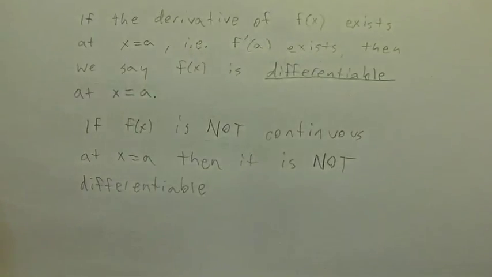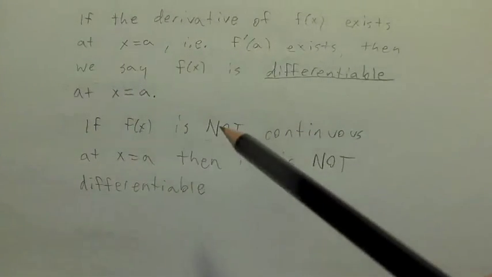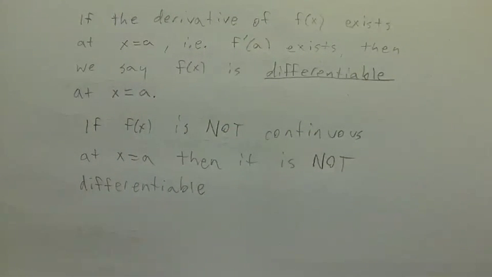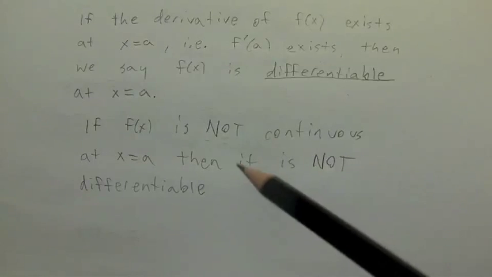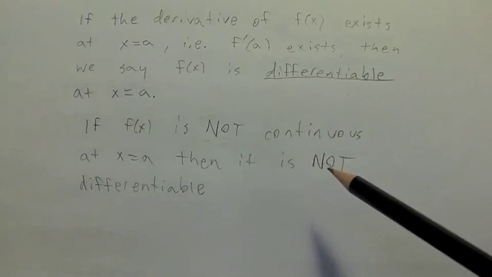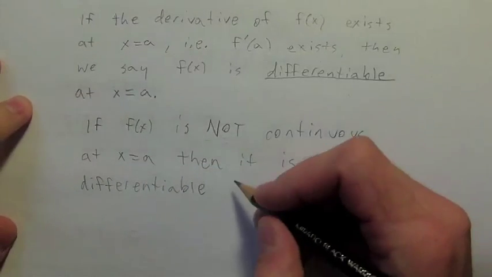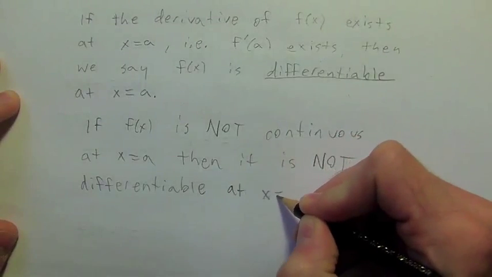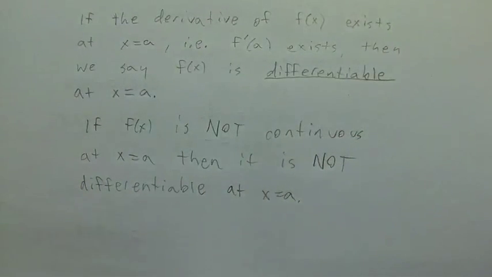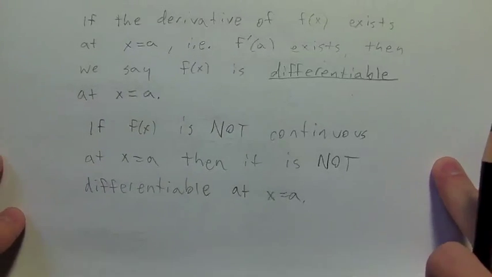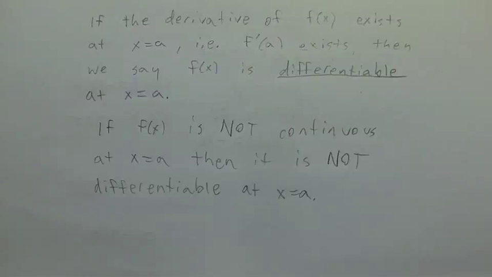And the first way to check if something is not differentiable, right, is basically if f of x is not continuous at x equals a, then it is not differentiable there either. Okay, so basically that's the first thing you look for. Now, if the function is not continuous, say you have a jump there or a hole, you can't take the derivative there. So that's a quick way to determine that.